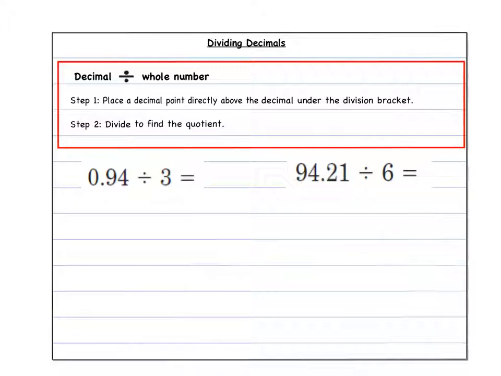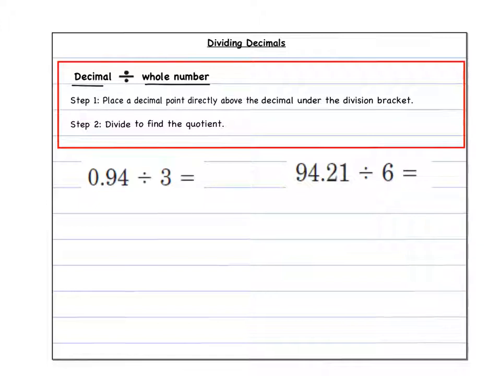The first part here is when we have a decimal and we are dividing it by a whole number. So pause, write these steps down and then come back. Step 1, place a decimal point directly above the decimal under the division bracket. Step 2, divide to find the quotient.